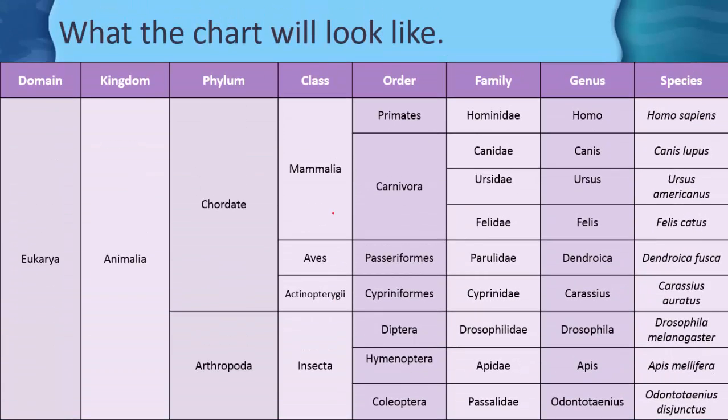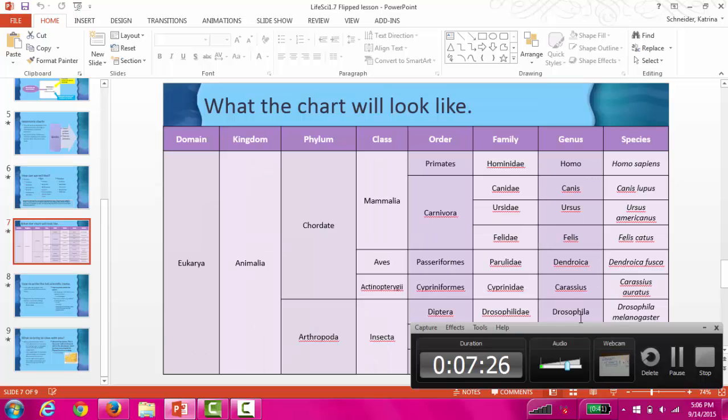Alright, so this is one way you can type out your chart. As you can see here, we have our domain, we have our kingdom, we end up having 2 different phylums in the cards, we have 4 different classes, and we have our orders, and then our families, our genus, and our species. So this is one way you can represent your table, or you can do it this way.